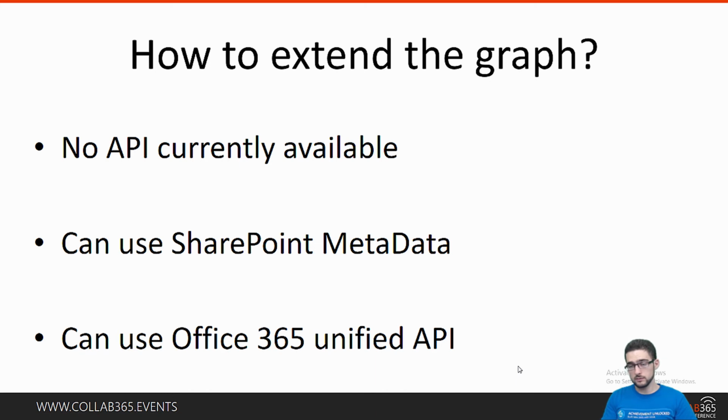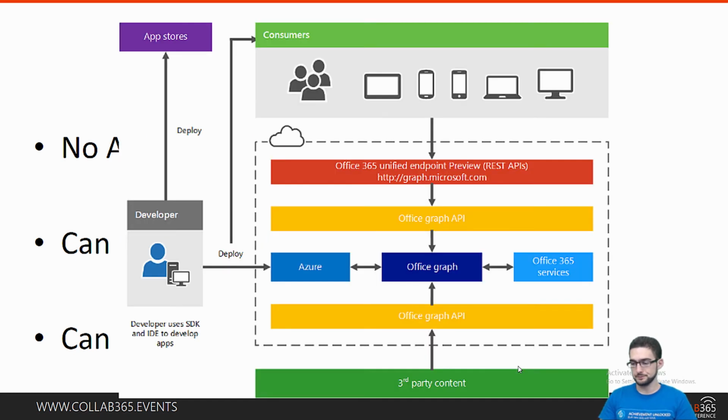If you want to extend the graph, because you are a third-party vendor and you sell some applications, right now you don't have any API currently available. So you can't push new kinds of objects or new edges, and so on. But that should come out soon, I guess. But you can still use the SharePoint metadata, and you can also use the Office 365 Unified API to push some new documents, push some new meetings, and so on, which will appear in the graph.